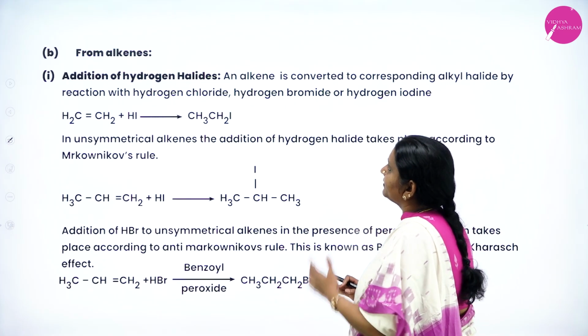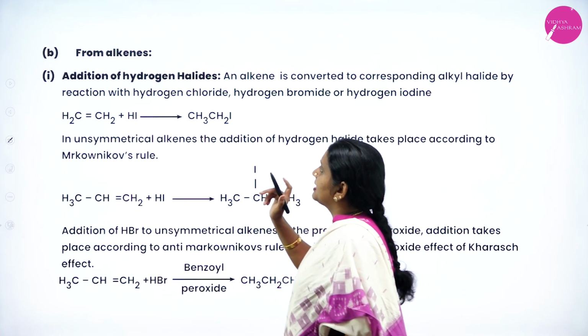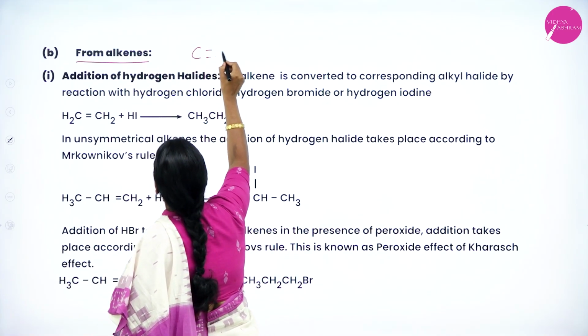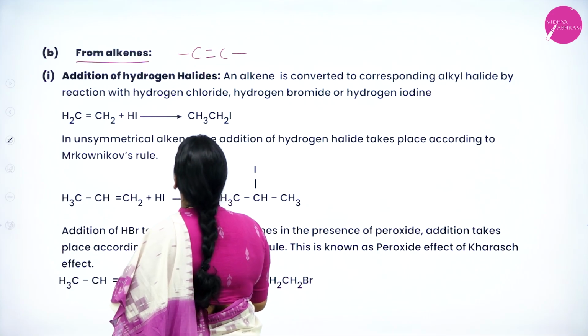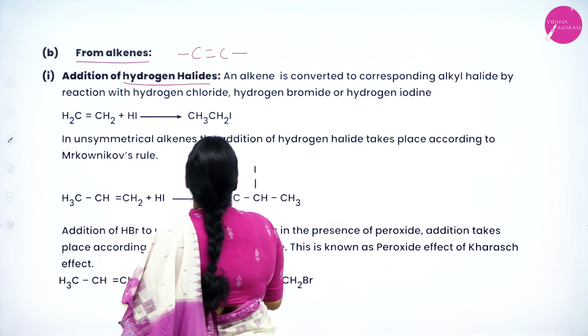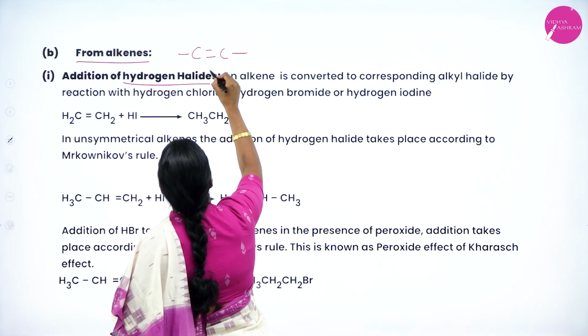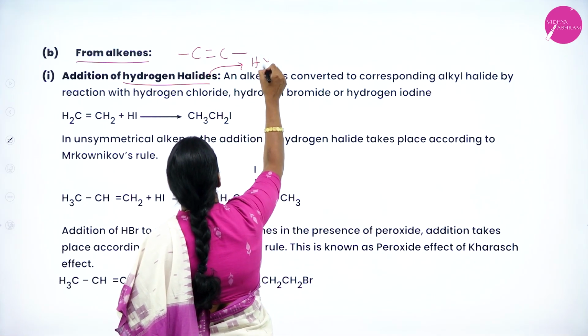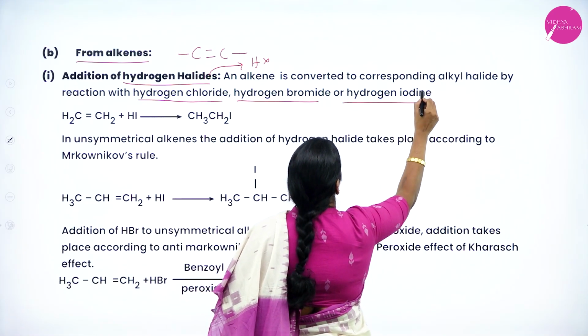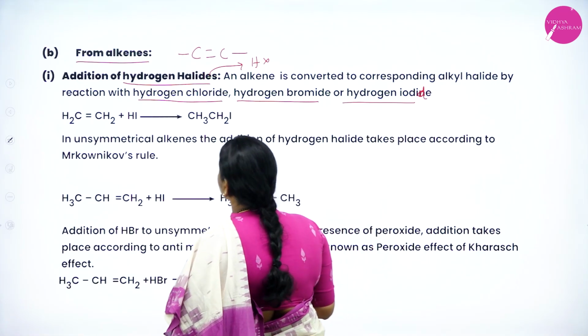Next, B. A is alkanes, B is alkenes. Alkenes means those containing carbon-carbon double bond. This can be done by adding hydrogen halide. Hydrogen halide general formula is HX. Either you take hydrogen chloride, hydrogen bromide or hydrogen iodide.